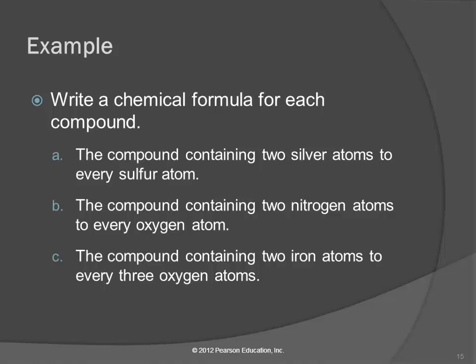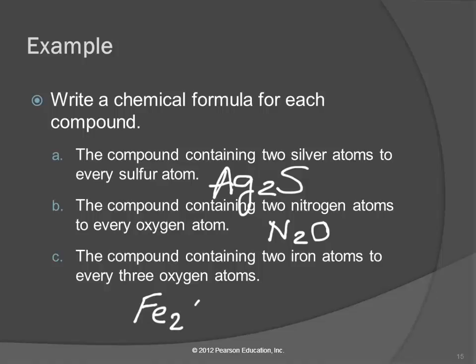Let's do this real quick. Writing formulas. The compound containing 2 silver atoms for every sulfur. Well, silver is Ag, and it says there's 2 of them and 1 sulfur. Right? Silver goes first because it's the metal. 2 nitrogens and 1 oxygen. N2O. 2 iron atoms for every 3 oxygens. Fe2O3.